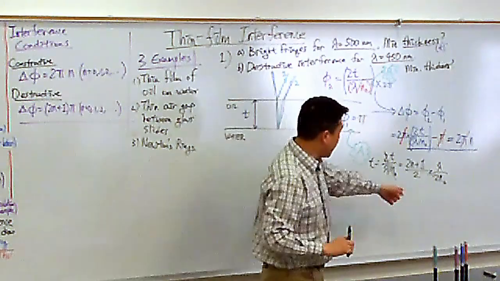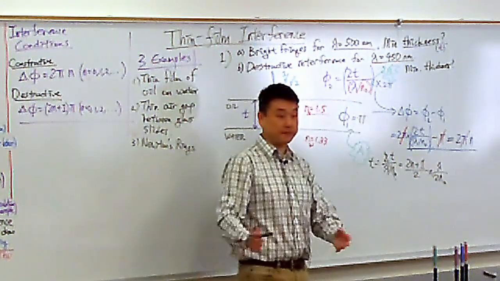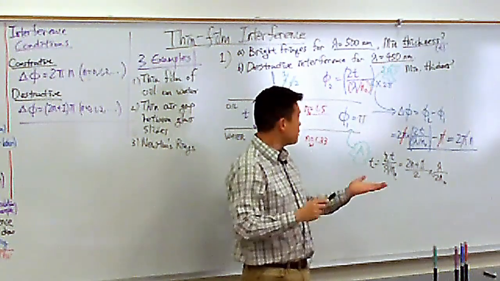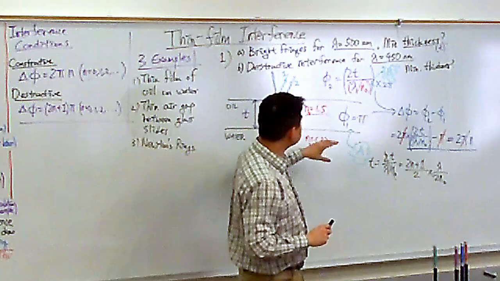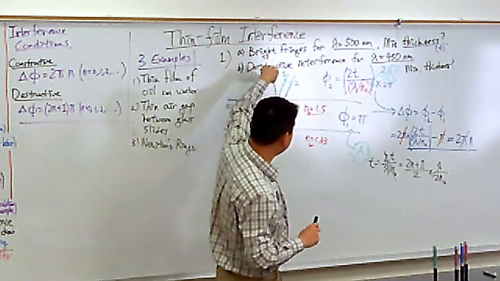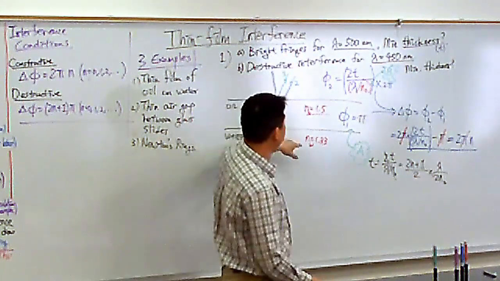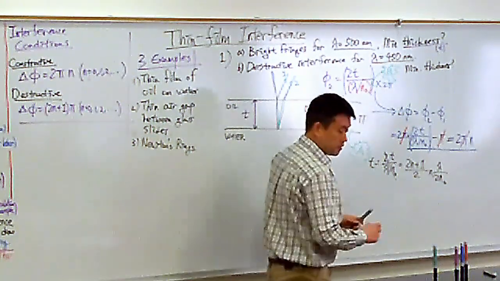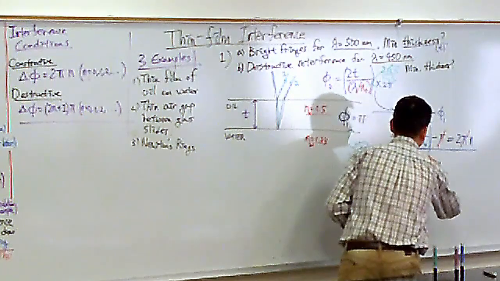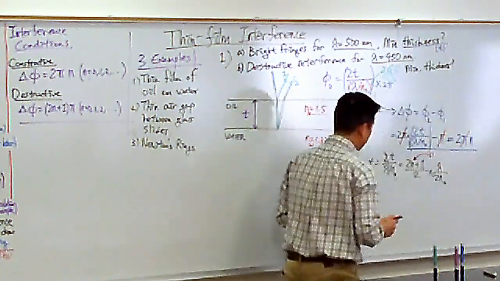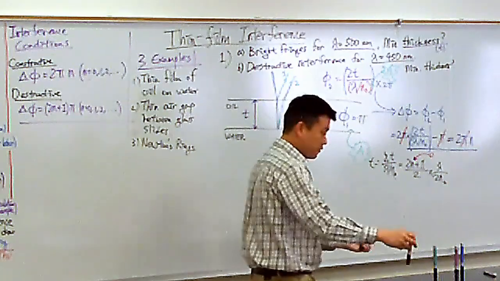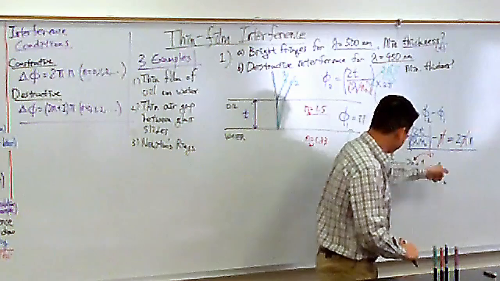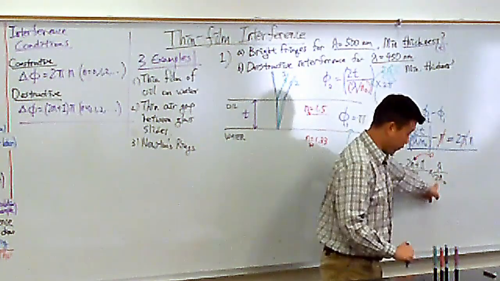Okay, so what value of n do I want if I want minimum thickness? 0, right? Yeah, so that would be where this thickness is just enough so that this pi phase shift is exactly balanced out by this phase shift due to the additional length here. So I put in n equal to 0 and plug in the rest of the numbers. Since I've been starting out with the numbers, let's just plug in and see. So with this 0, it's 1/2. So 1/4.